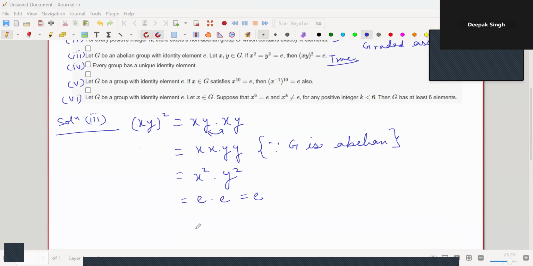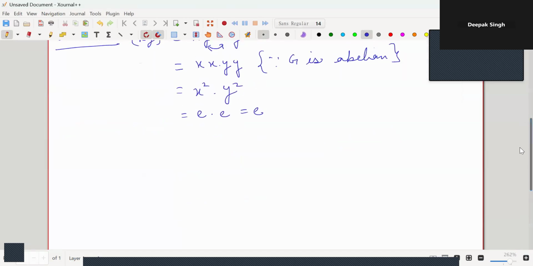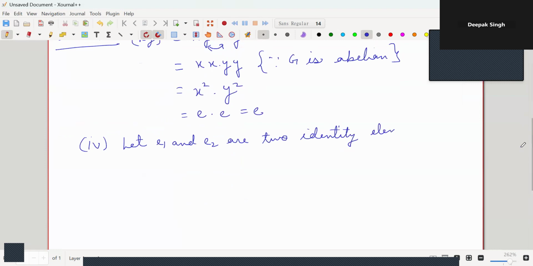Now the fourth one is already done in the class, that every group has a unique identity element. Maybe I can just resolve it for you. So assume that E1 and E2 are two identity elements of the group G.